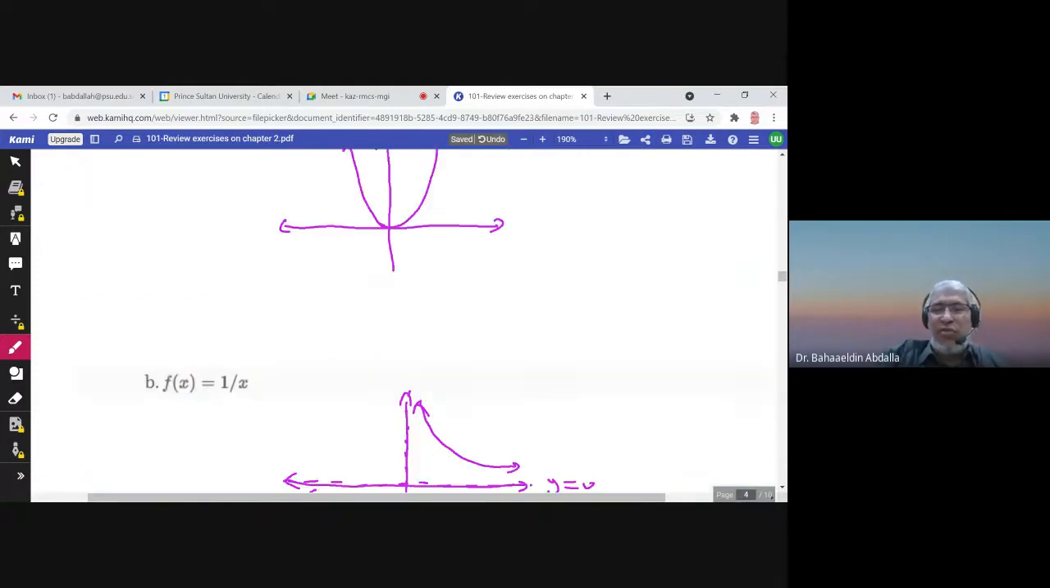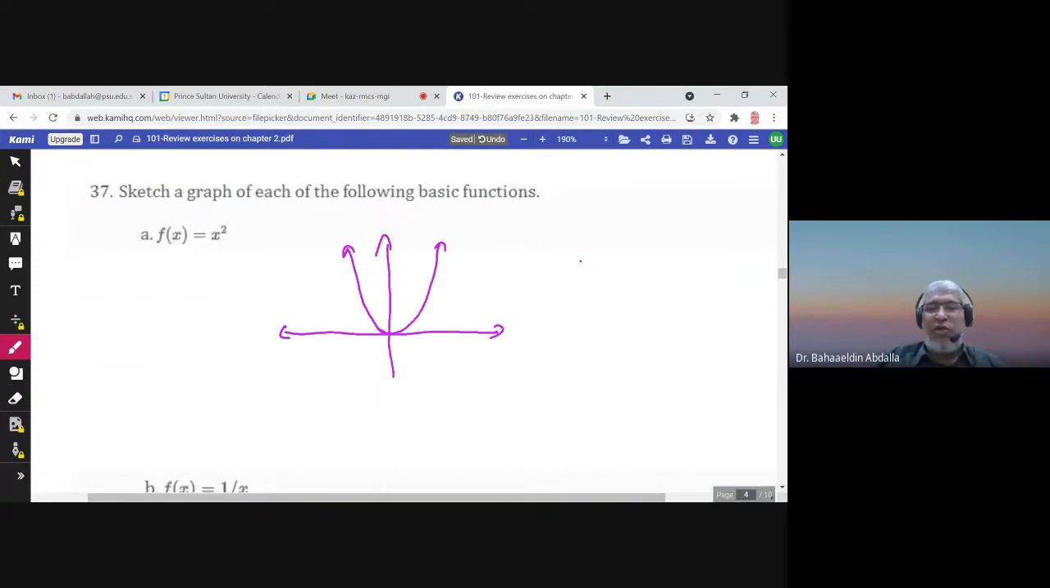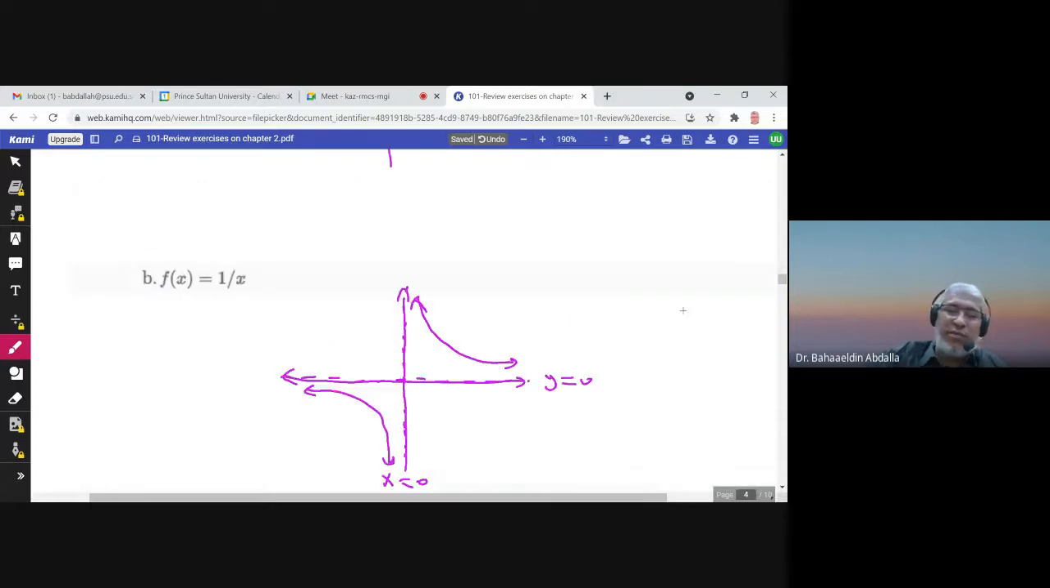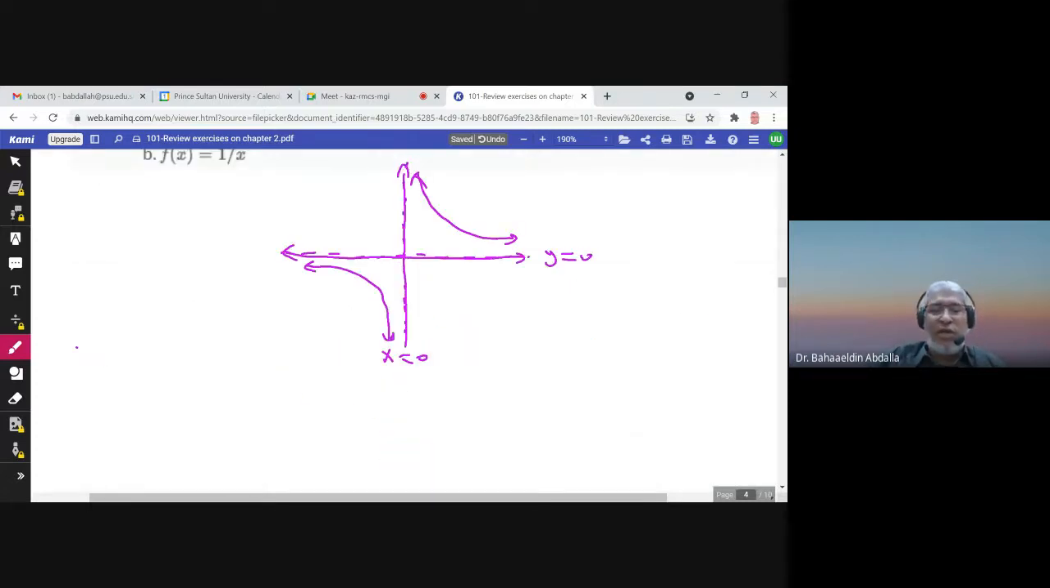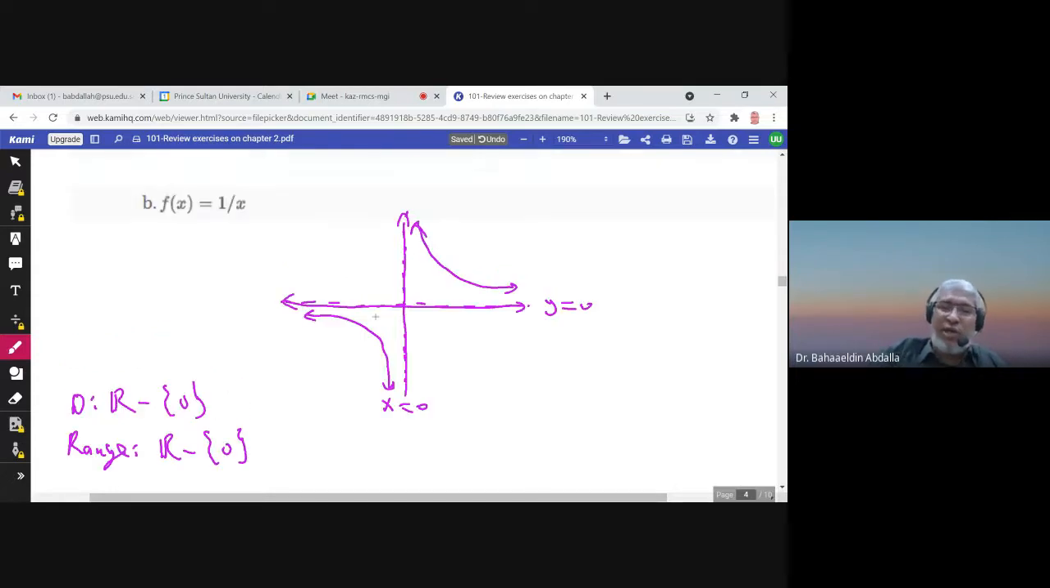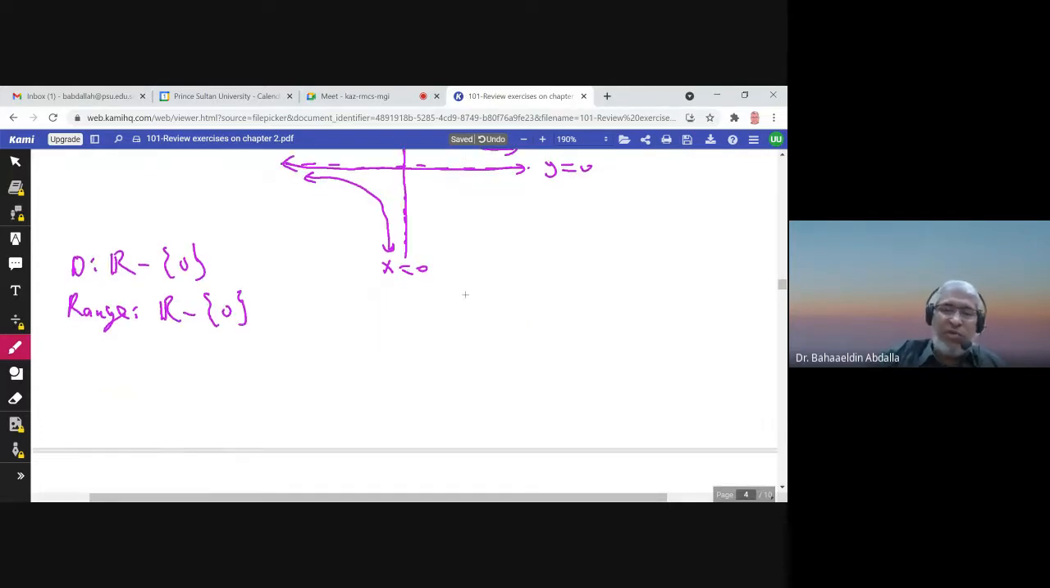Of course, notice that the domain of this function is all real numbers, while the range is from 0 to infinity. While here, the domain is all real numbers except 0, and the range is also all real numbers except 0, because y cannot be 0, and the x also cannot be 0.